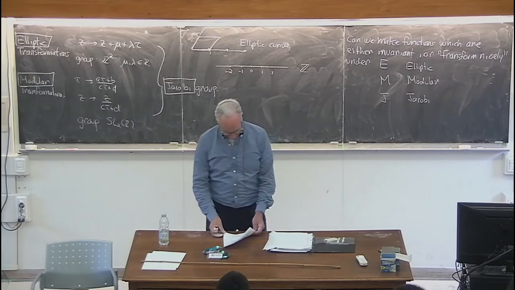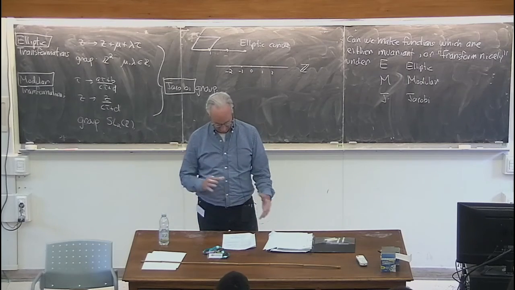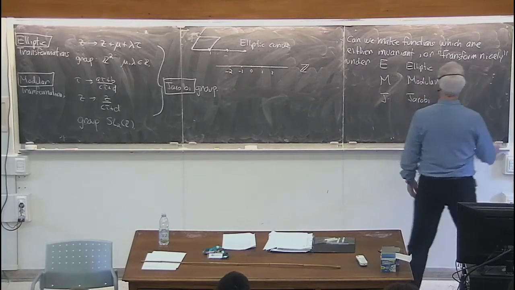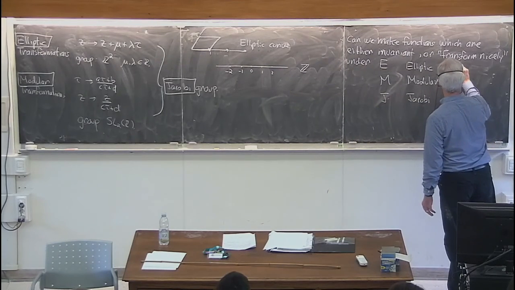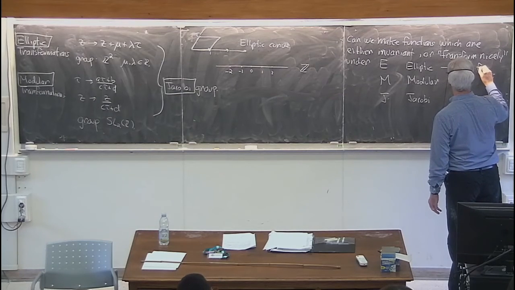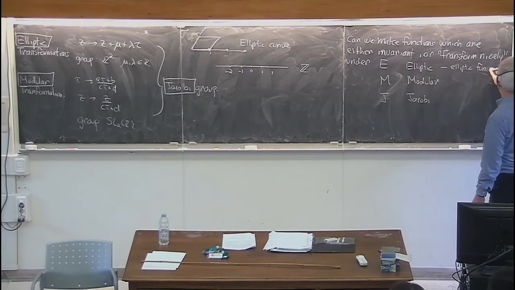You know, in the way that mathematicians like to take some property and make it more abstract and general and figure out what to do with it. And the answer is yes. You can consider things that are invariant under elliptic transformations, and these things are called elliptic functions.